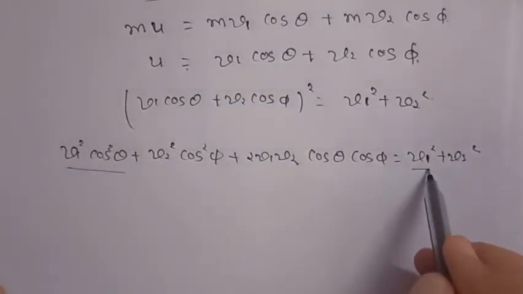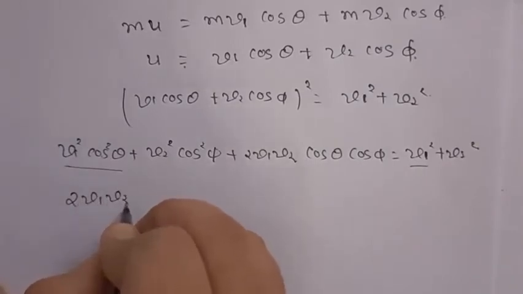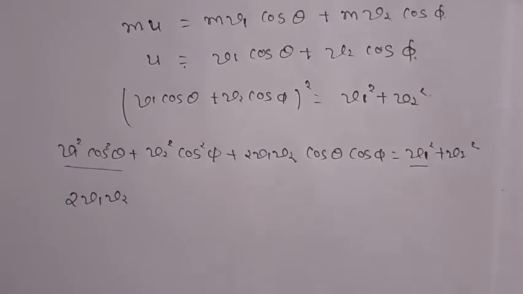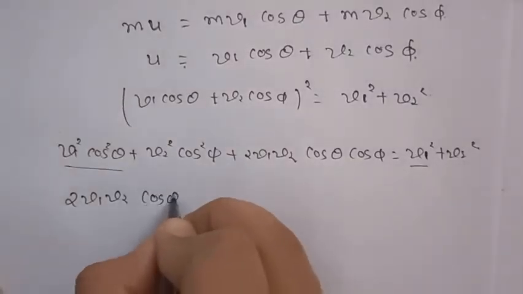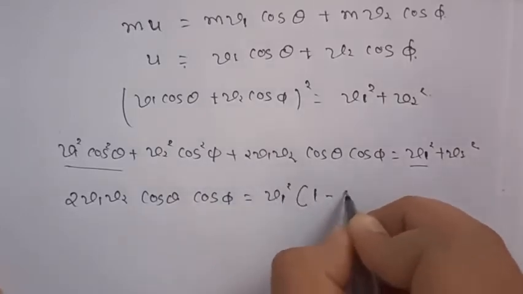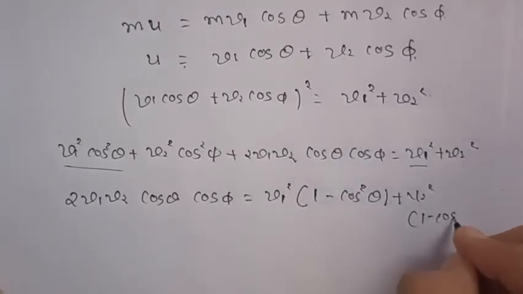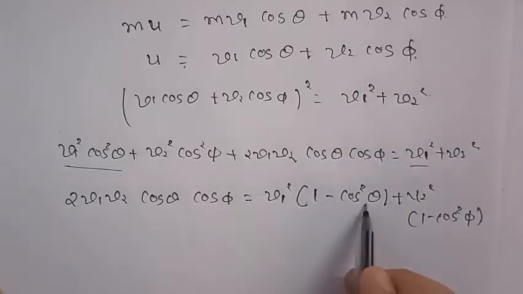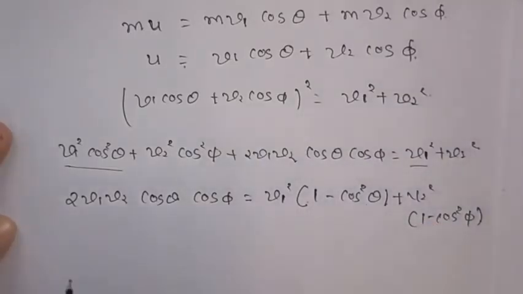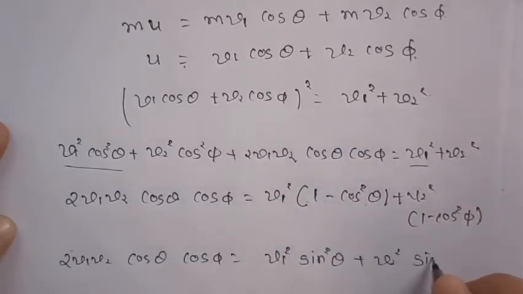Taking the v1 square terms on the same side, we will get 2 v1 v2 cos theta cos phi is equal to v1 square into (1 minus cos square theta) plus v2 square into (1 minus cos square phi). But 1 minus cos square theta is sin square theta, so we can write 2 v1 v2 cos theta cos phi is equal to v1 square sin square theta plus v2 square sin square phi.